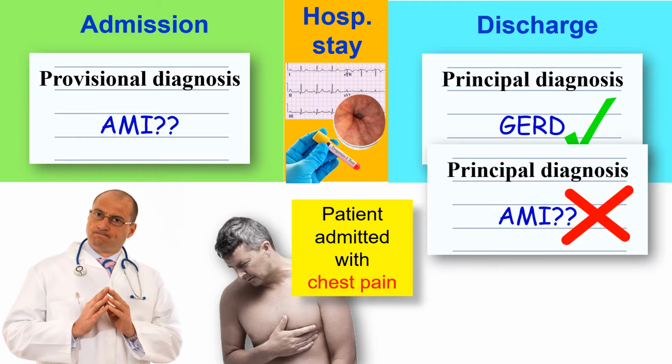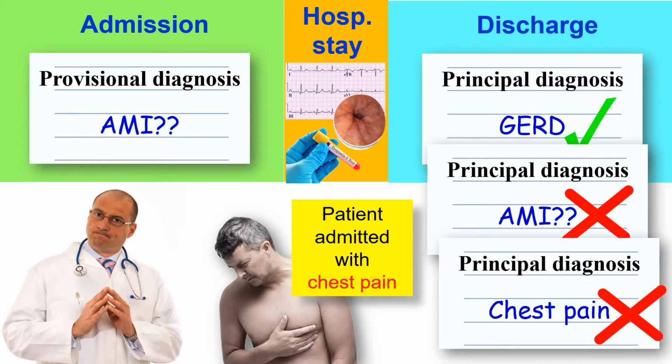It would be wrong in this case to document the principal diagnosis as AMI, suspicious AMI, or to document chest pain. We do see these mistakes in the patient's charts, so please be careful. The principal diagnosis is not the provisional diagnosis. The principal diagnosis is not the manifestations. It is the final diagnosis that you document at discharge that, to the best of your knowledge, represents the reason for which the patient was admitted this time.